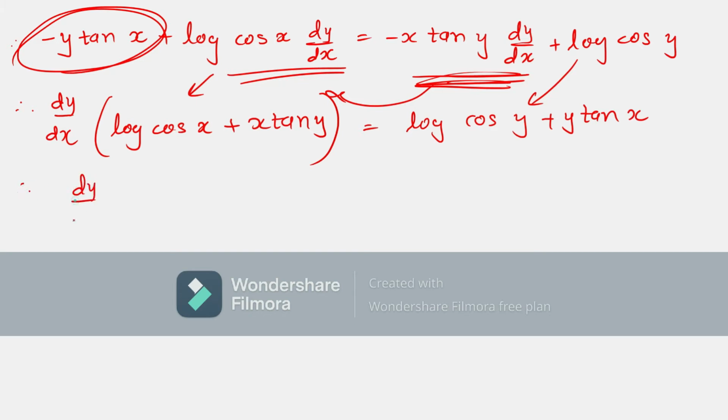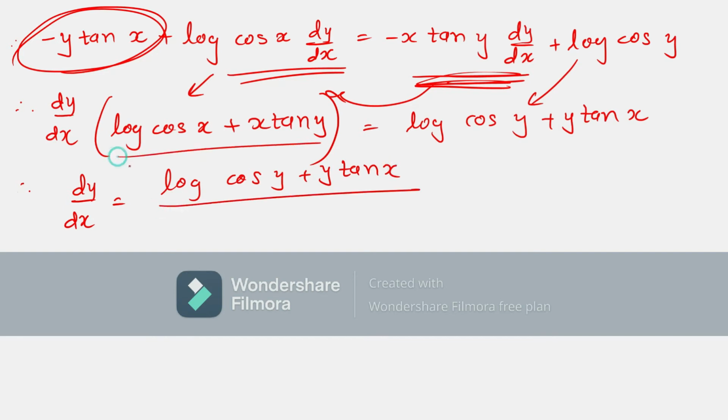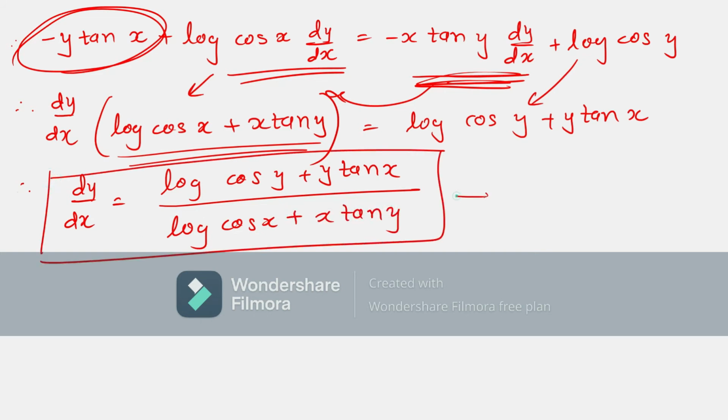Let us make dy by dx the subject. That side, log of cos y plus y 10x as it is, upon this goes in denominator, so log cos x plus x 10y goes in denominator. That's how the answer is. So that was the 14th question.